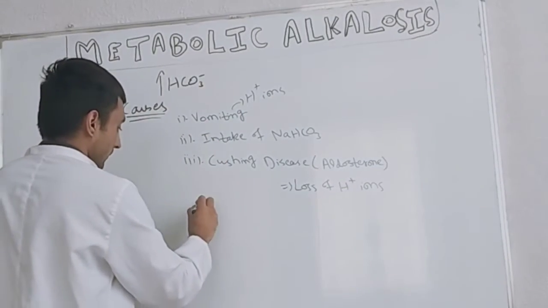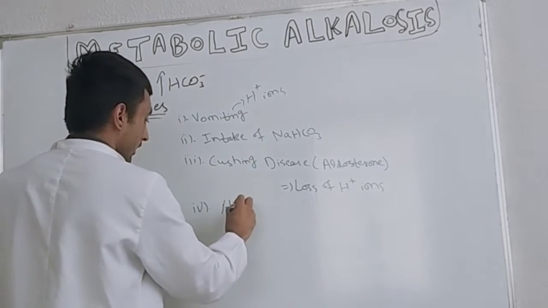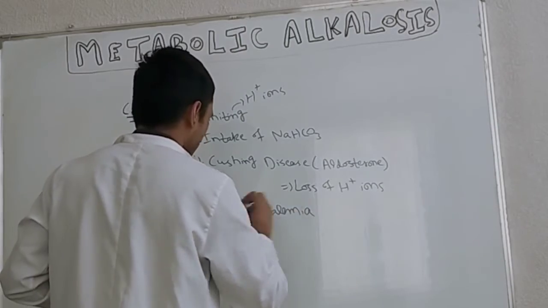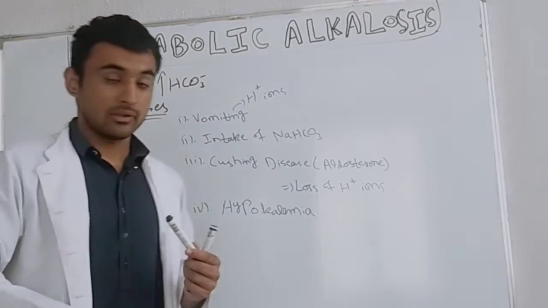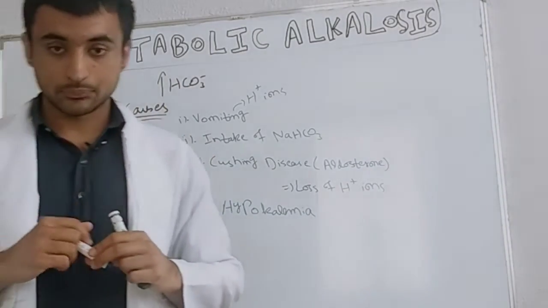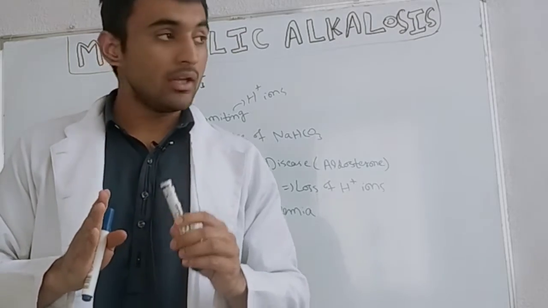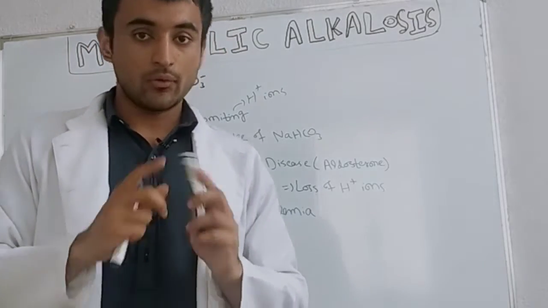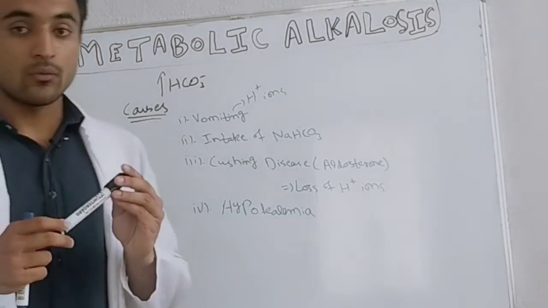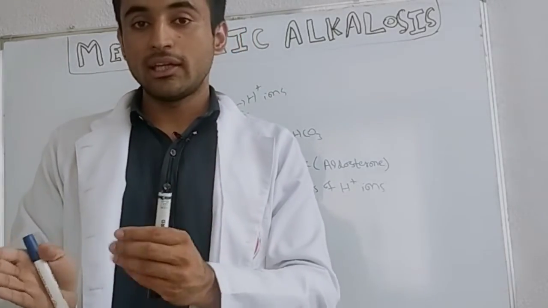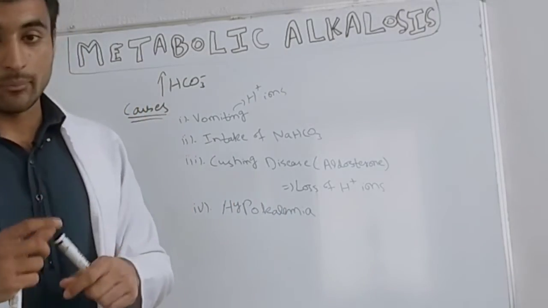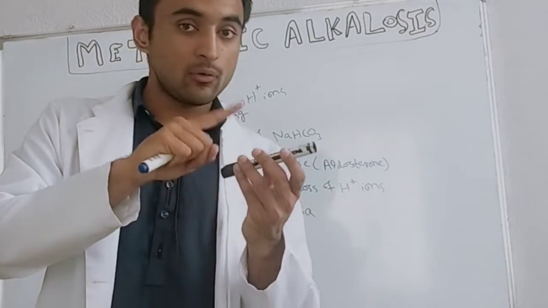The number 4 cause is hypokalemia. How can hypokalemia cause metabolic alkalosis? If there is a deficiency of potassium ions in the blood, the kidneys will try to restore that potassium concentration. They would try to increase the concentration of potassium ions in the blood, and if they are restoring potassium ions, they would be excreting hydrogen ions.